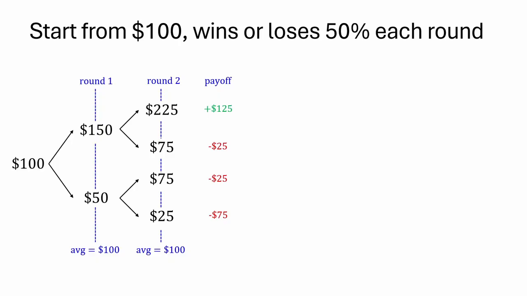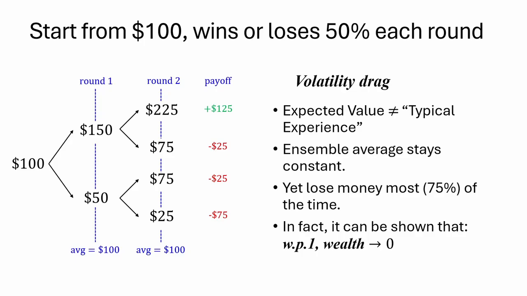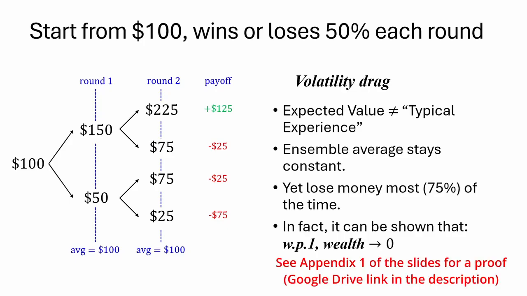And that's exactly the phenomenon we will study today, known as volatility drag, as well as Ito's lemma, the stochastic calculus underpinning of this phenomenon. Volatility drag explains why expected value does not equal typical experience. In fact, it can be shown that with probability 1, wealth tends to 0 as the game goes on.